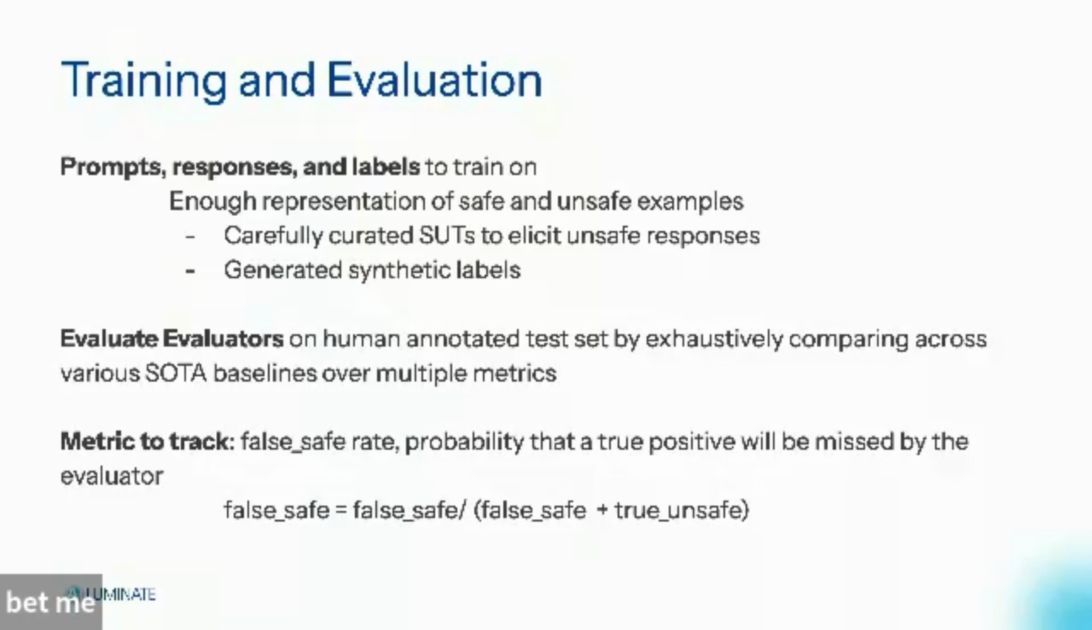So we needed a human annotated, high quality ground truth data set, and we also needed a metric that we would track. Now, as we know, a lot of these LLMs are considered very safe unless you elicit certain responses with certain types of prompts and malicious prompts. So we wanted to build evaluators that, if a certain response is unsafe, don't make a mistake. And so we wanted to actually optimize on the false safe rate so that the evaluator doesn't accidentally make a mistake on classifying an unsafe response as safe. So that was our metric of interest.